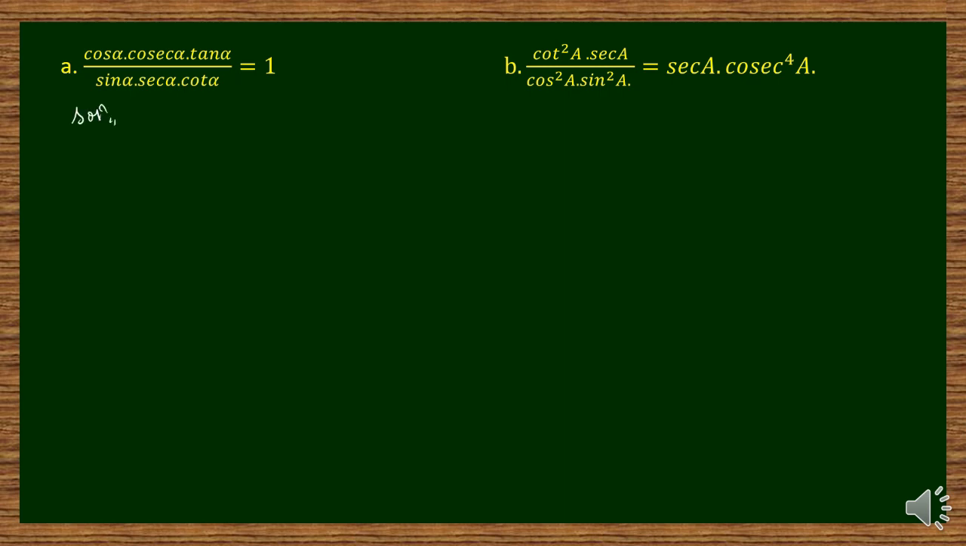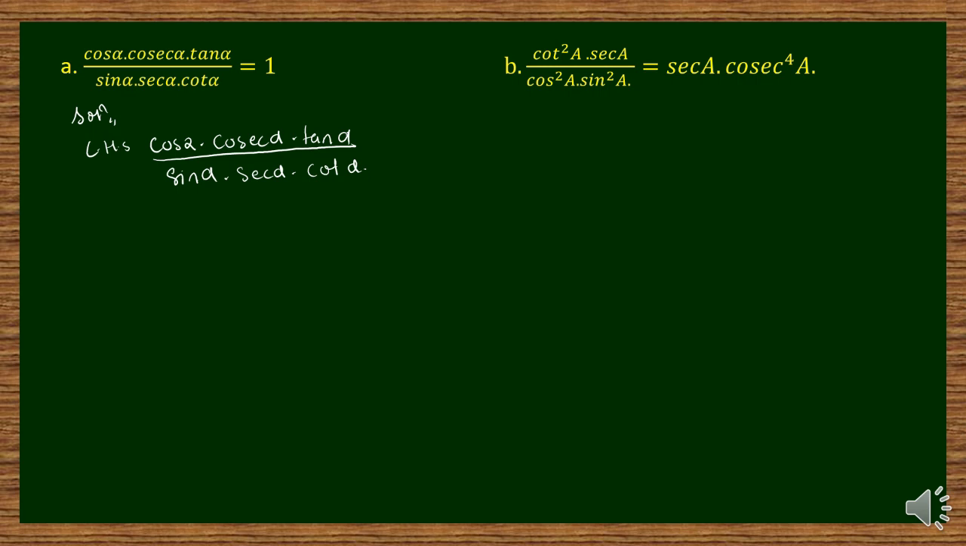Solution: we have given in LHS, cos alpha into cosec alpha into tan alpha divided by sin alpha into sec alpha into cot alpha. So we have cos alpha into cosec alpha into tan alpha divided by sin alpha into sec alpha into cot alpha.